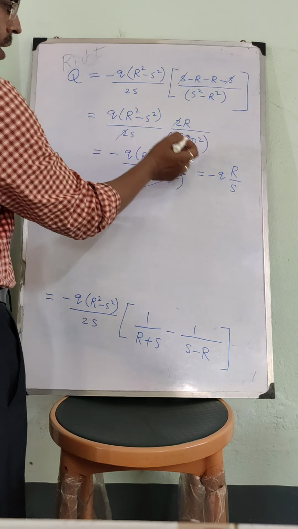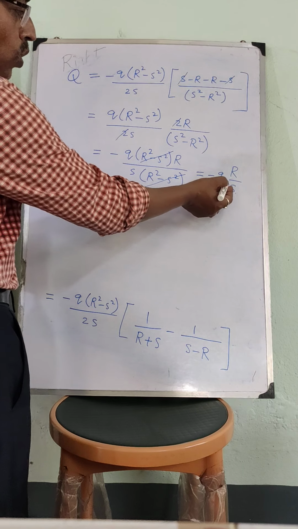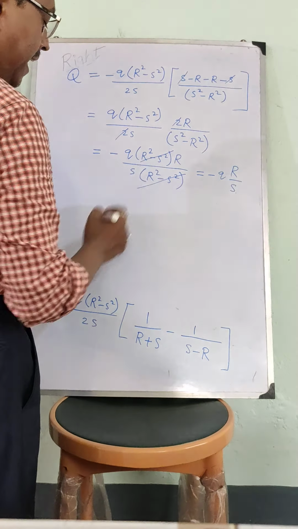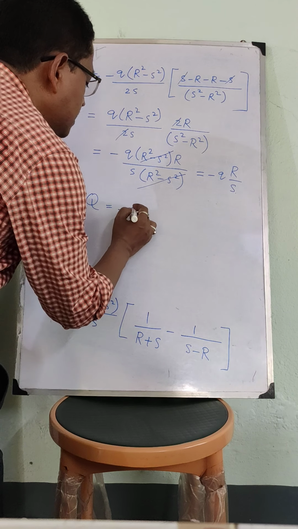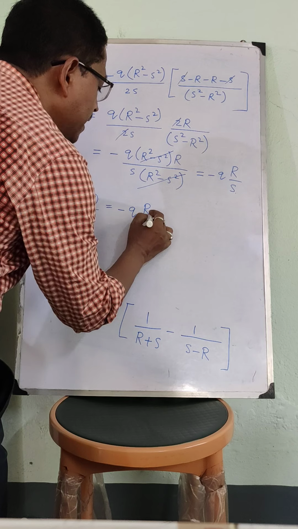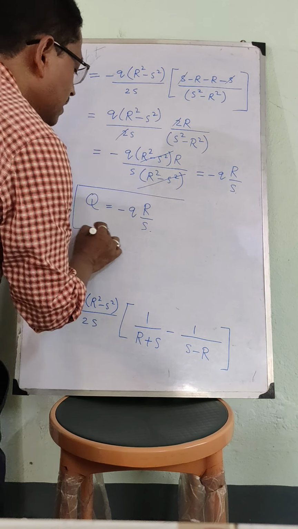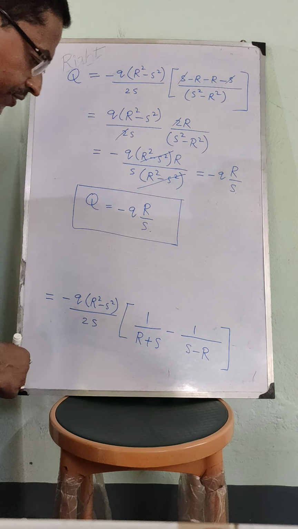So the net induced charge is equal to the image charge, because we took the image charge to be minus small q into R by s. So the net induced charge is minus q R by s. This is the net induced charge on the surface of the conducting sphere.